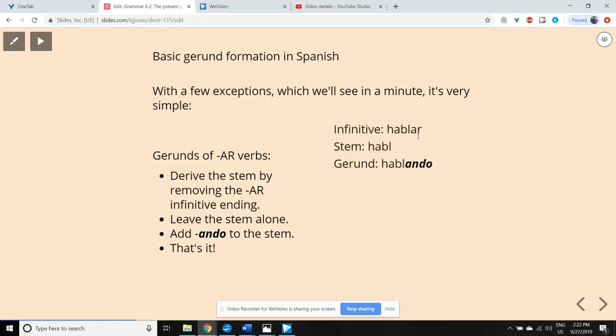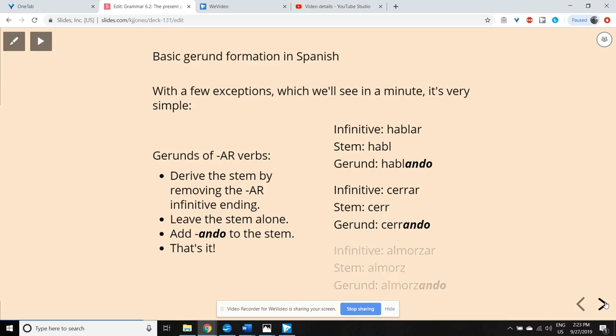So we have hablar. We remove the AR infinitive ending. That gives us our stem, HABL. To that stem, we add the gerund ending ANDO, hablando. It's the gerund of hablar. And let's look at cerrar, right? We remove the AR infinitive ending. That gives us our stem, CERR. To that, we add our gerund ending ando, and we get cerrando.